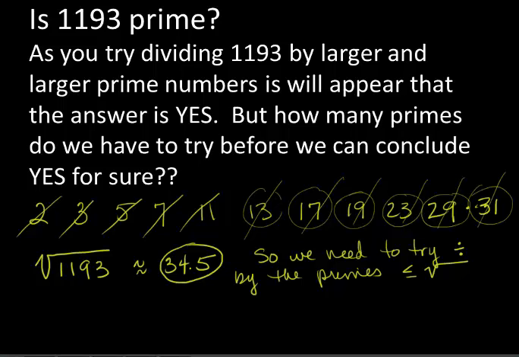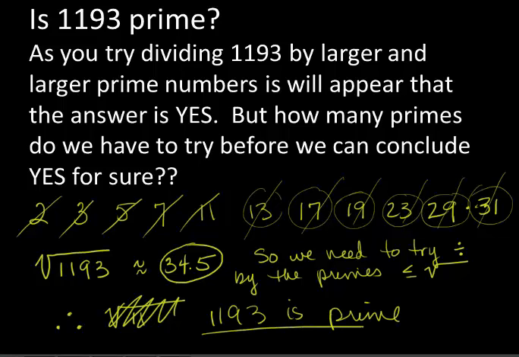So since 1193 is not divisible by any prime less than or equal to its square root, we know that we can conclude, by the way, 3 dots in the corners of a triangle means therefore. Therefore, 1193 is prime. It's a prime number. It has no divisors other than 1 and itself.